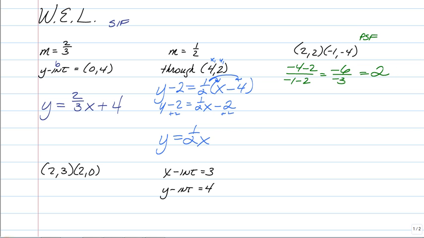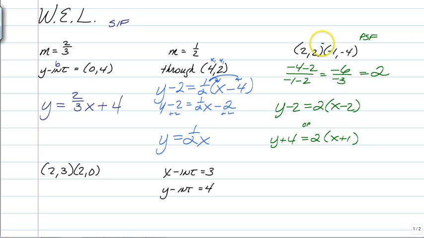But now to write the equation, you actually have 2 different answers that would be correct. You can do y minus 2 is equal to 2 times x minus 2, or you could do y plus 4 is equal to 2 times x plus 1. Because you have 2 points, and nobody tells you which point you choose. You get to pick for yourself. So this one said leave it in point slope form. You leave it in point slope form, and you're done.